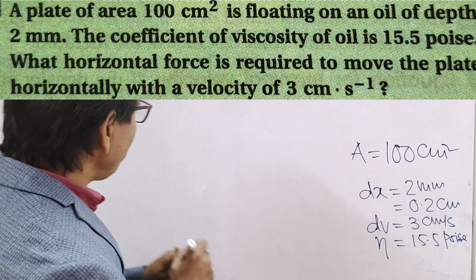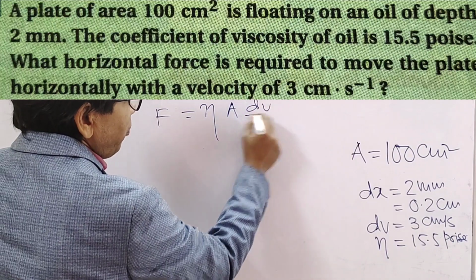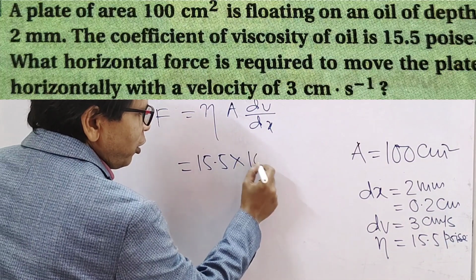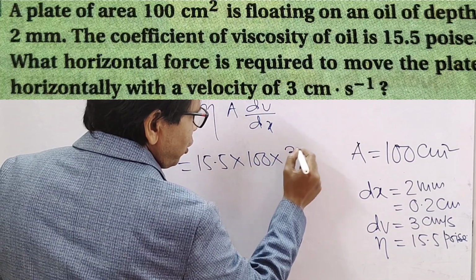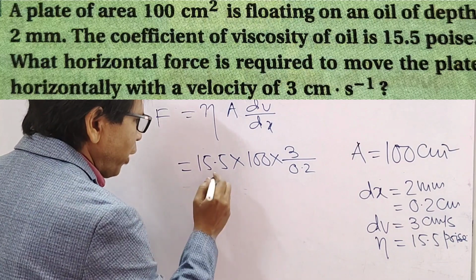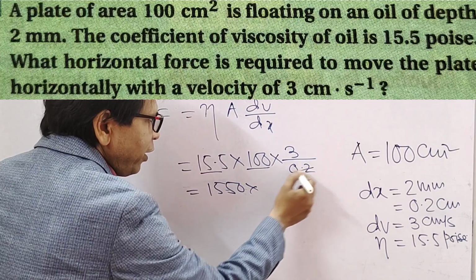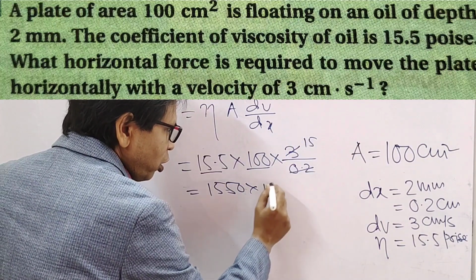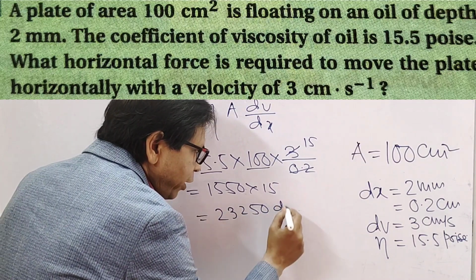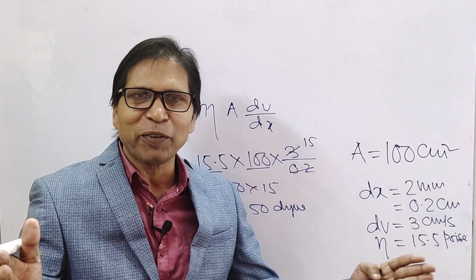Now the tangential force F equals eta A dV by dx. Eta is 15.5, A is 100, dV is 3, and dx is 0.2. Okay, understood? Now multiplying these, we get 23250 dyne, which is the force required to move the plate of area 100 centimeter square.